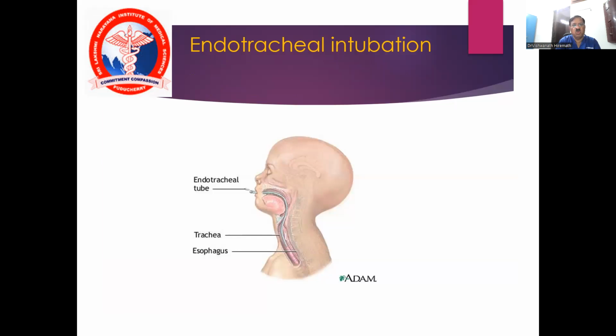Endotracheal intubation involves introducing the endotracheal tube through the oral cavity or the nasal cavity into the trachea to maintain the patent airway for ventilation and oxygenation purpose.